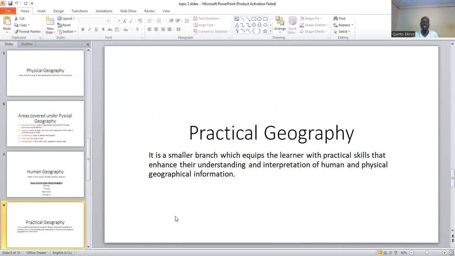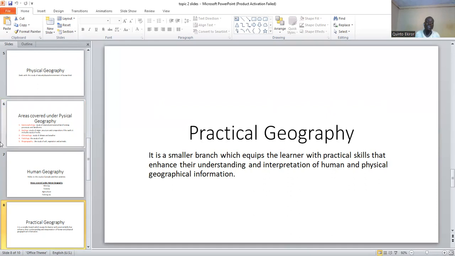Let's now proceed to the third branch of geography, which is practical geography. It is a smaller branch which equips the learner with practical skills that enhance their understanding and interpretation of human and physical geographic information. This one includes applying theoretical knowledge from the classroom to practical skills.